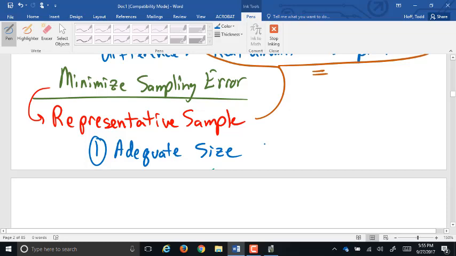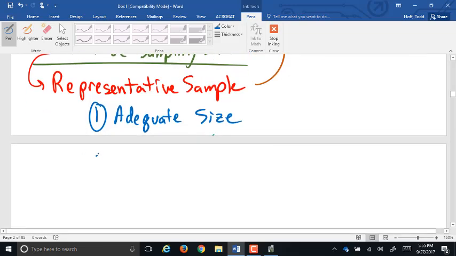I cannot call two people, ask them who they're going to vote for. One of them says, I'm voting for candidate A. The other one says, I'm voting for candidate B, and turn around and say 50% of the people support A. That is too small of a sample. Second is randomly chosen or properly chosen.